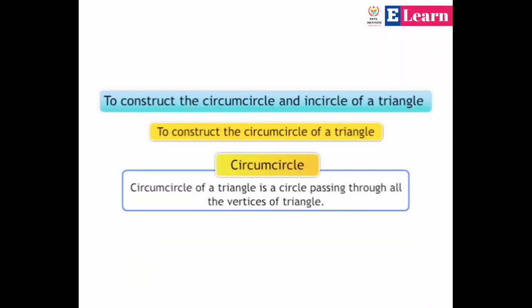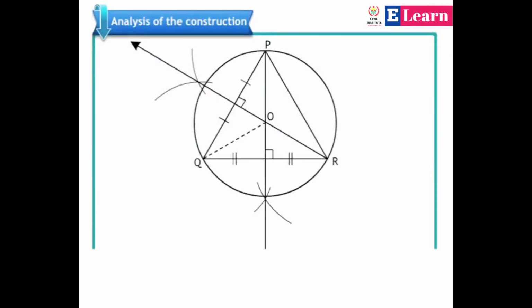Circumcircle of a triangle is a circle passing through all the vertices of a triangle. We know how to draw a triangle, but for drawing the circumcircle, we need to fix the center and the radius. Let's look at the analysis of the construction.